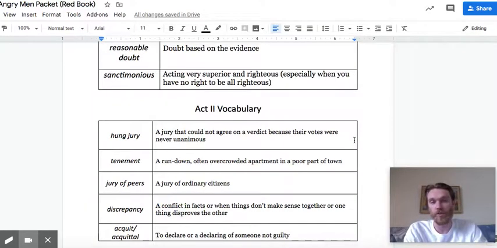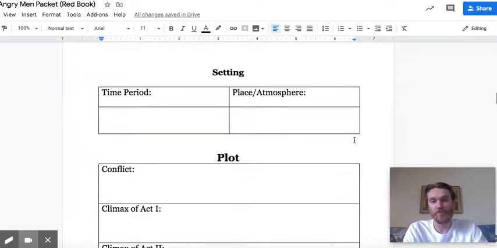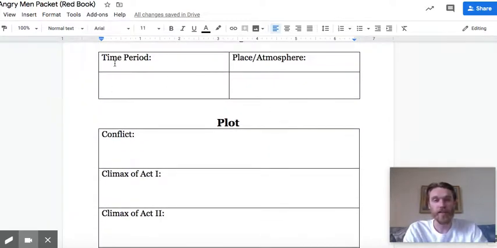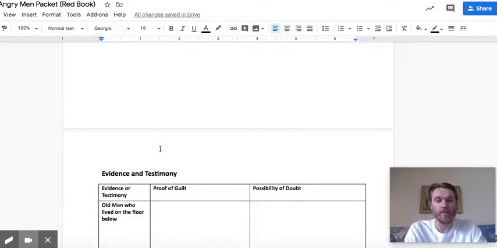And we will also talk through these in class as well to make sure that we're all on the same page. We have setting here, time and place. We have plot. For conflict, remember that we are looking at what is the issue, what is the problem in the story. Climax, highest point of tension in Act 1 and Act 2. And then we have a resolution at the end of the play.